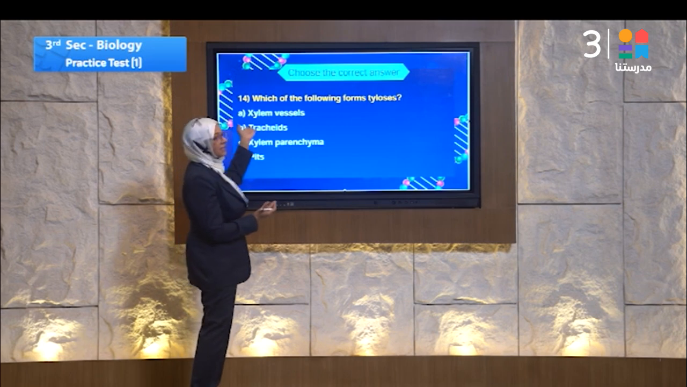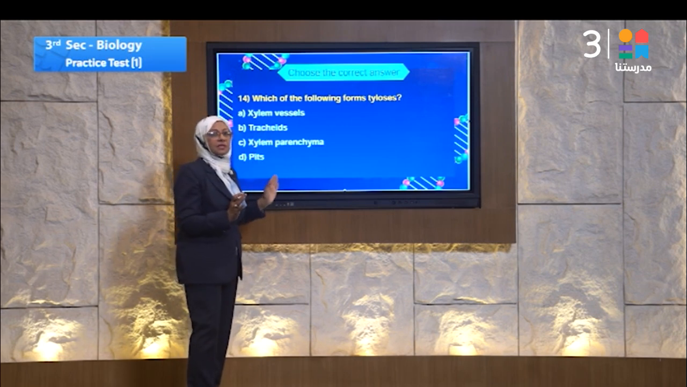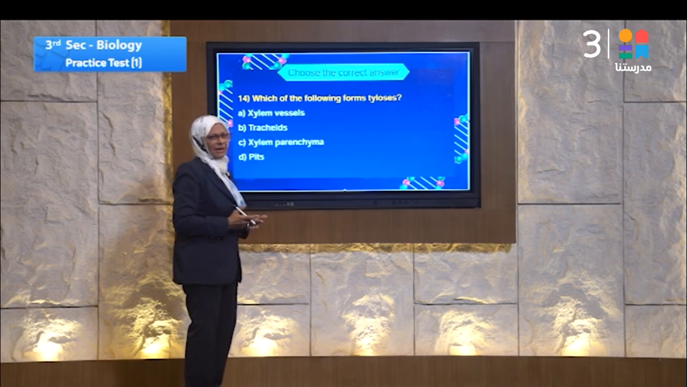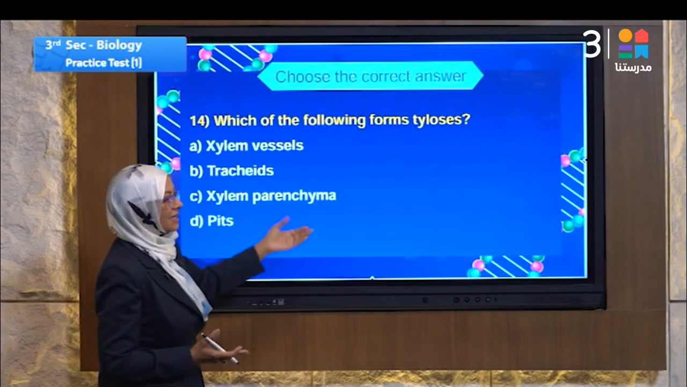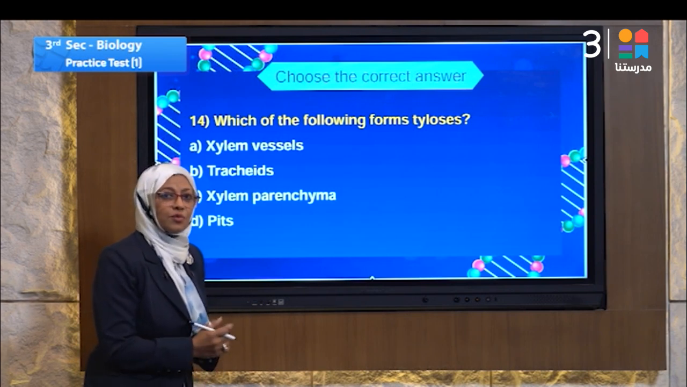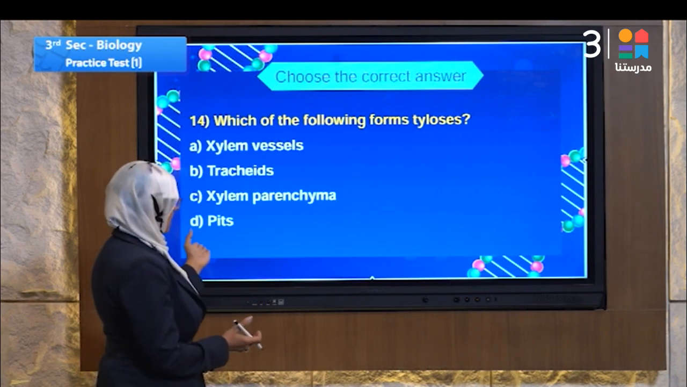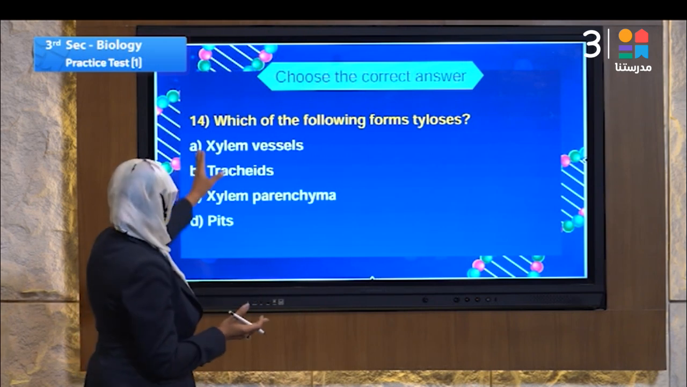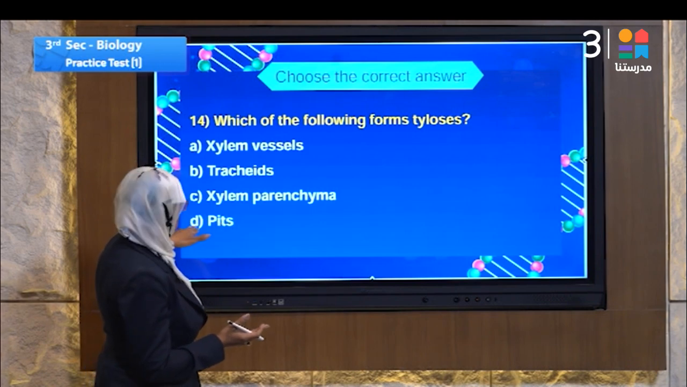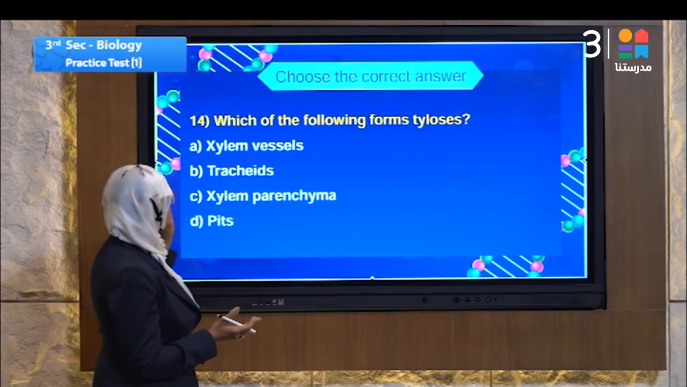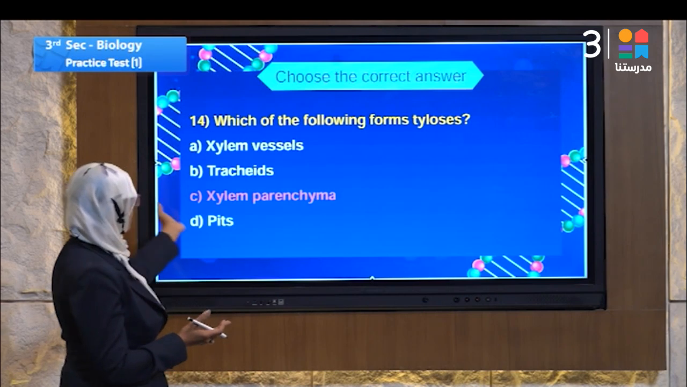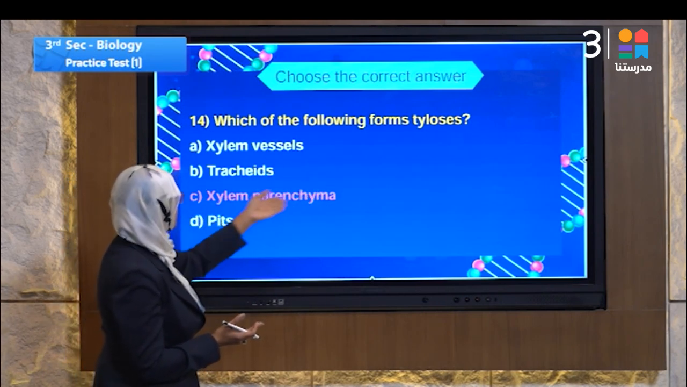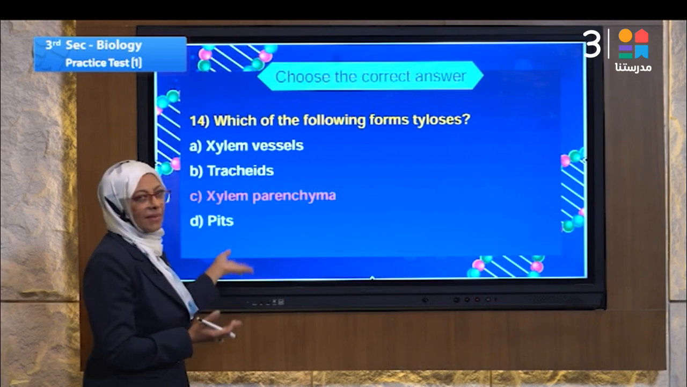Xylem vessels are a dead tissue. They cannot make any tylosis. Number B, tracheids. Tracheids are a dead tissue as well. Xylem parenchyma is a live tissue that can divide to make tylosis. Yes, but pits are not a tissue. They are a part of the vessels which have no tissue. So the answer must be xylem parenchyma. It's number C. Which of the following forms tylosis? Yes, xylem parenchyma will make tylosis.